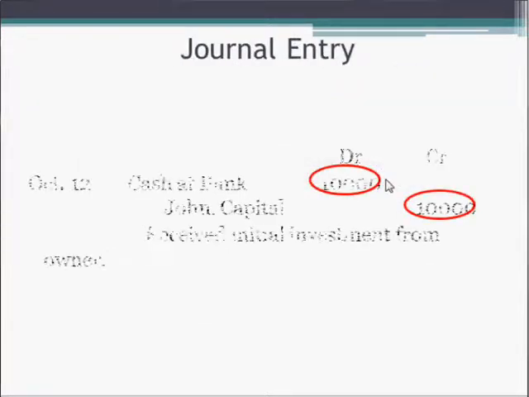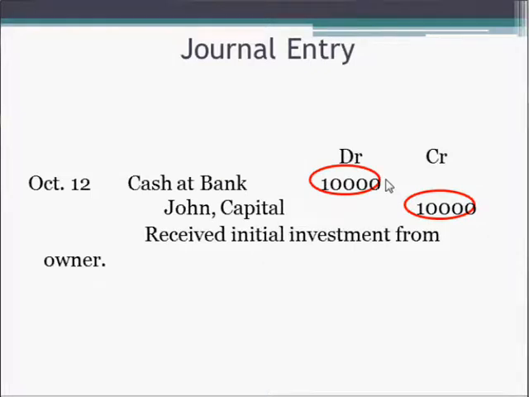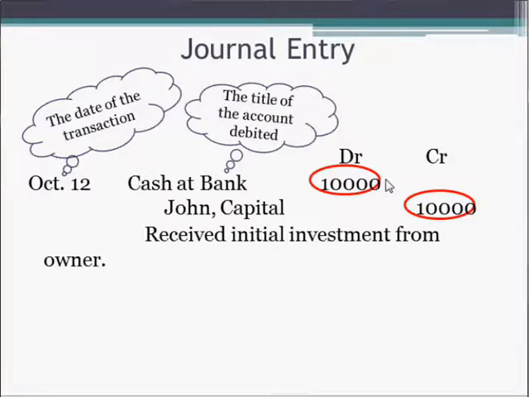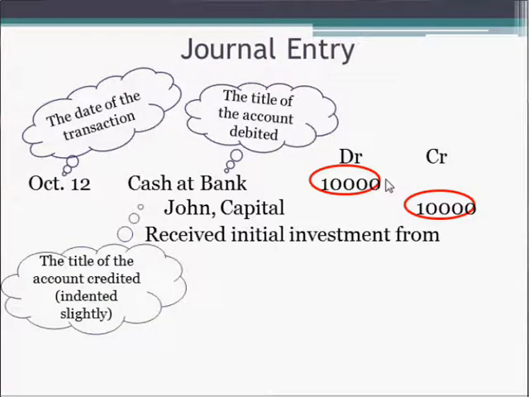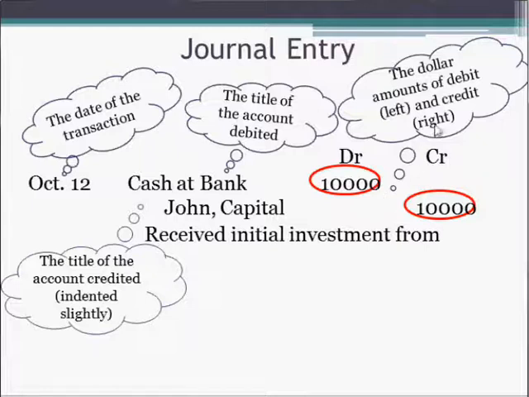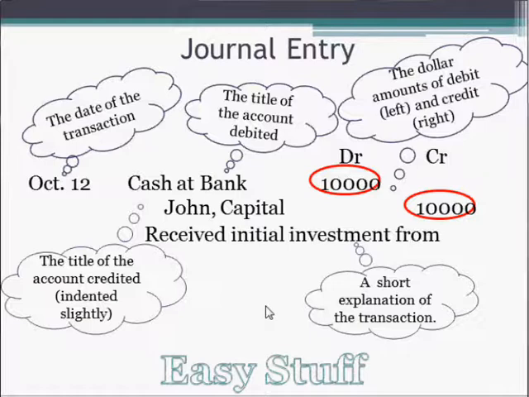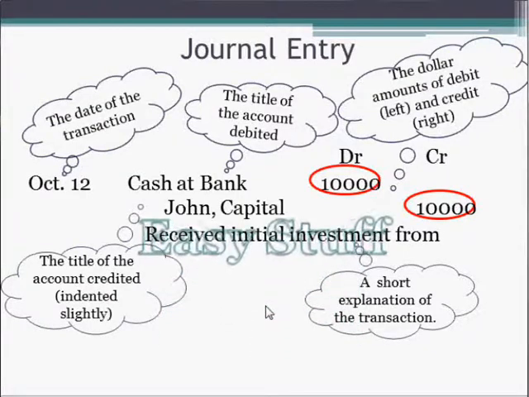Now let's look into journal entry. Let's learn a few rules on how to write a journal entry. The date of the transaction, the title of the account debited, the title of the account credited, and just look at this, it's indented slightly, very slightly. We've got the dollar amounts on the left for debit and on the right for credit. We've got a short explanation of the transaction. It's easy stuff, nothing too hard.